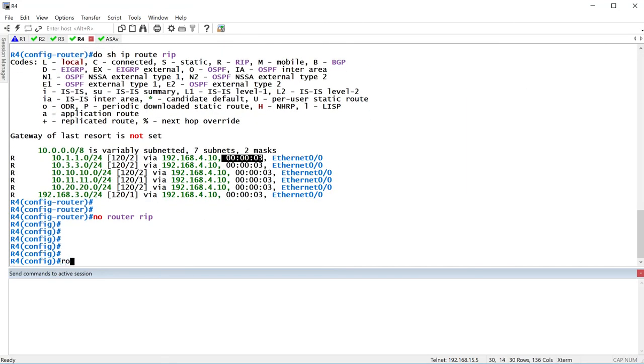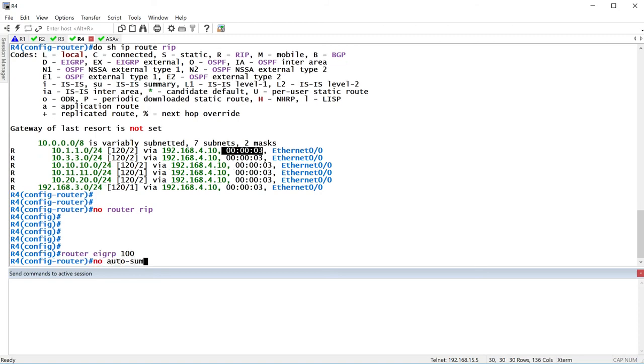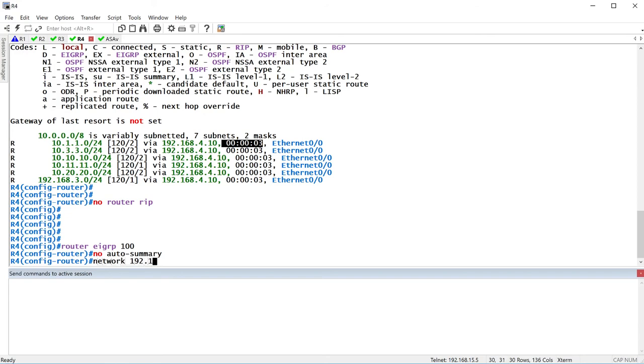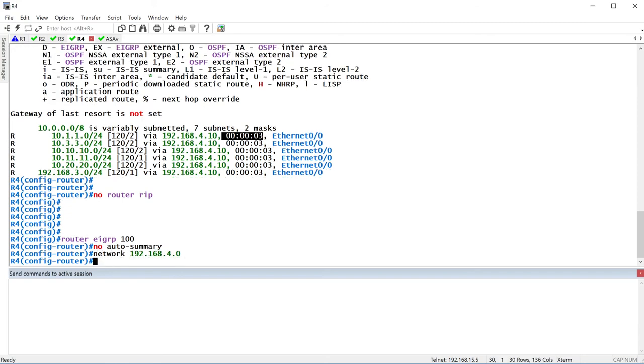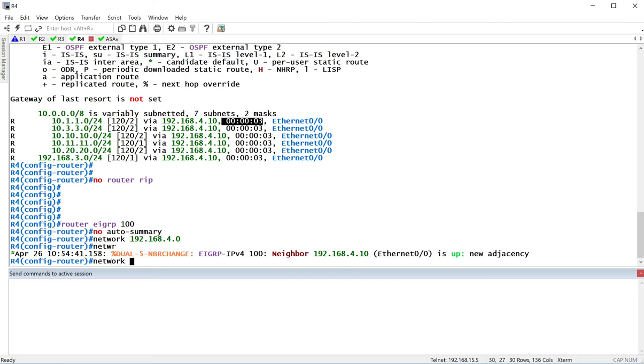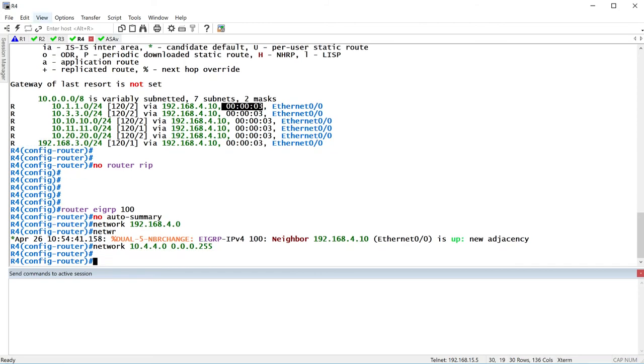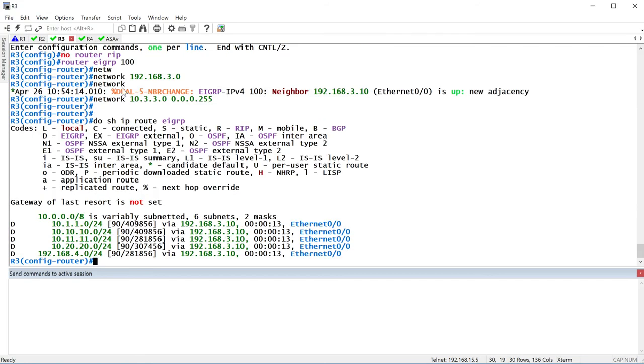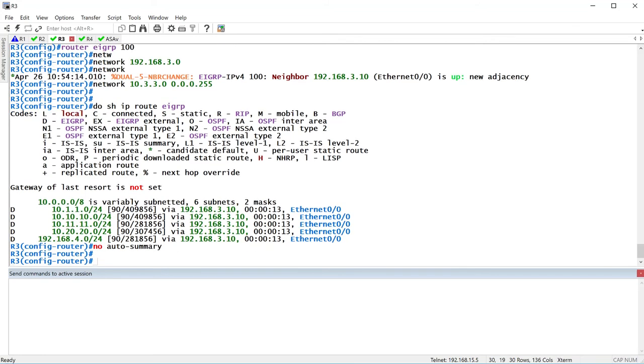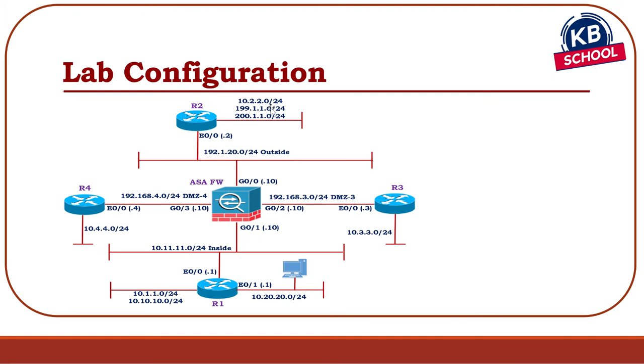And on R4, router EIGRP 100, no auto summary. Network is 4.0 and 10.4.4.0 with a wildcard mask. Did I do no auto summary over here? No, I didn't. No auto summary. All right, done. And the last leg is the outside, which is just a 10.2 network because they only want to enable it on the 10 networks, not the 199s.